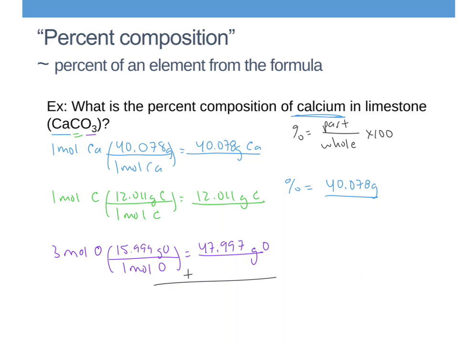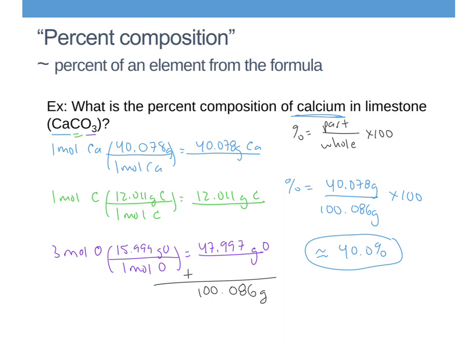But I need to figure out what the total is here. So the total of this, again, I'm just going to add these all up here. The 40 plus 12 plus 47, and change is going to be 100.086. This happens to be right near 100, so that makes the percentages mentally easier, but still, same process. So 40.078 grams over 100.086 grams times 100. And we should see that it's around 40. And if we do this, sure enough, calcium apparently is about 40% of the mass of calcium carbonate, of limestone.